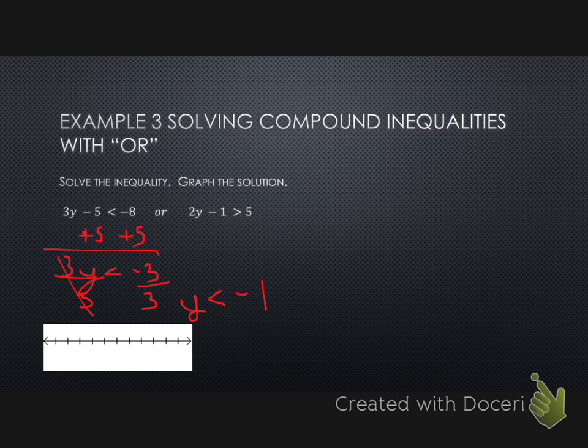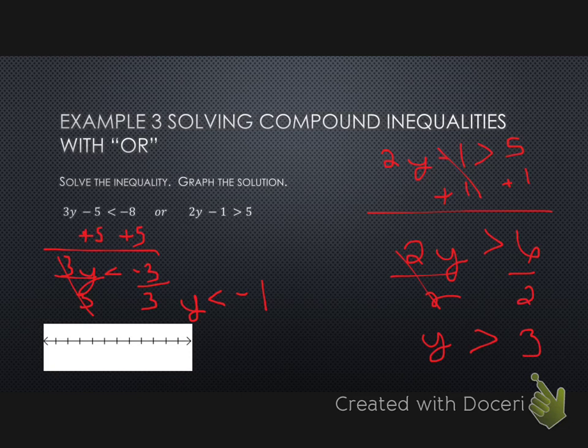Now for the other one, I'm going to rewrite it over here. 2y minus 1 is greater than 5. So I'm going to add 1. Those cancel out. I get 2y is greater than 6. Then I'm going to divide by 2. And y is going to be greater than 3. So y is less than negative 1, or y is greater than 3.